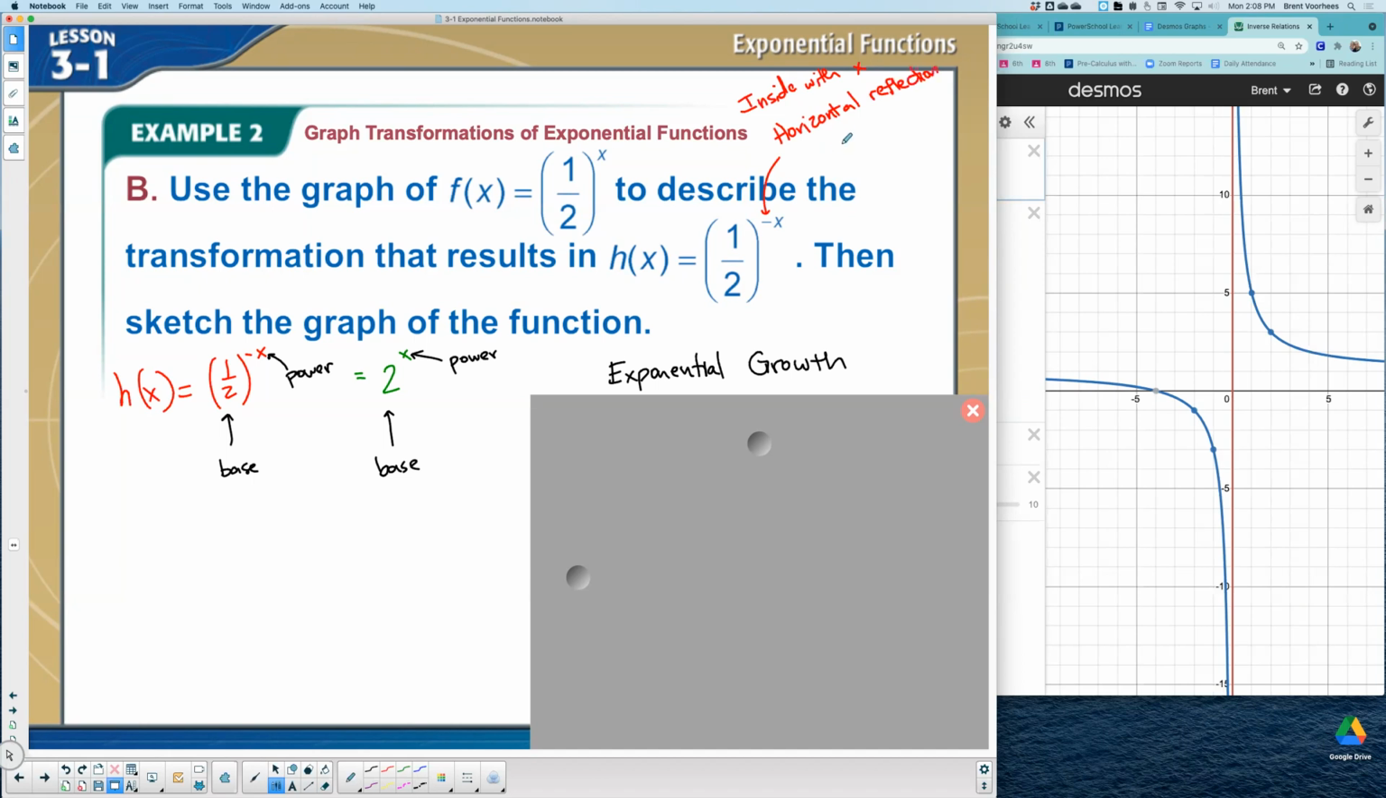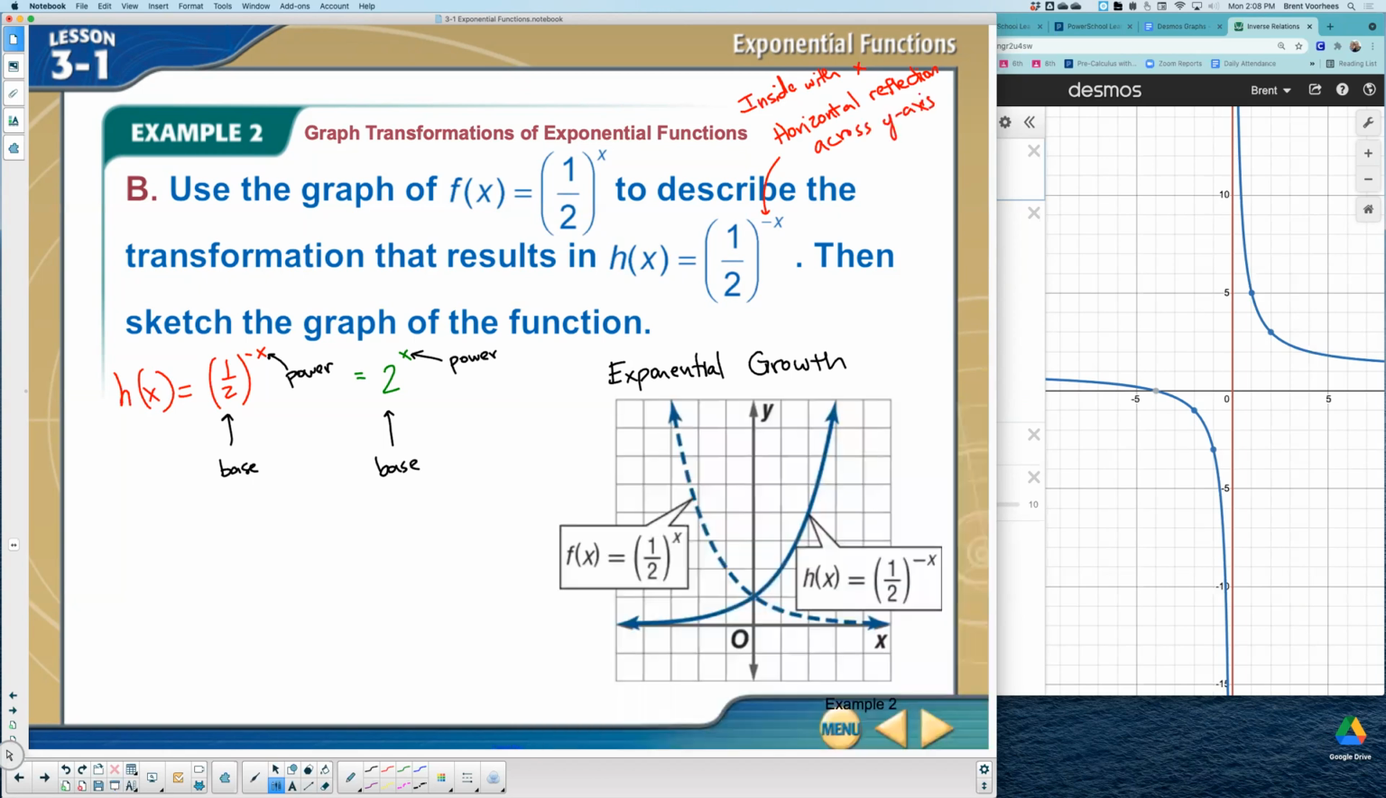This is a horizontal reflection, and if it's a horizontal reflection, which axis would it actually cross over? Across the y-axis, very good. And so in this problem, you'll see that any point that you could find would reflect the x value. For example, this point right there was left 2 up 4. You could see that the x has been reflected, so now it's positive 2 up 4. And that would work all the way across for that transformation.